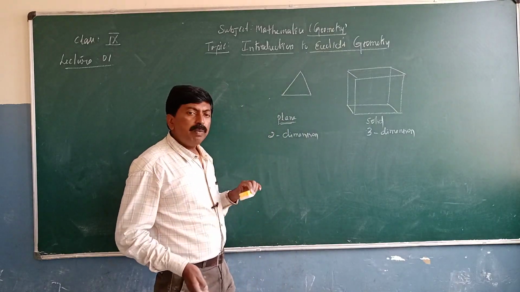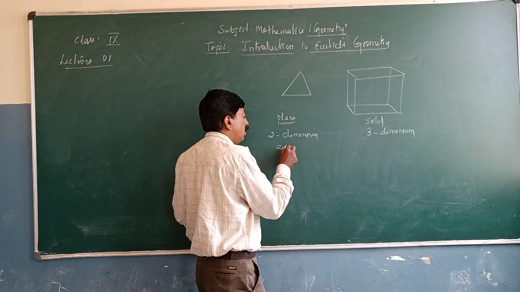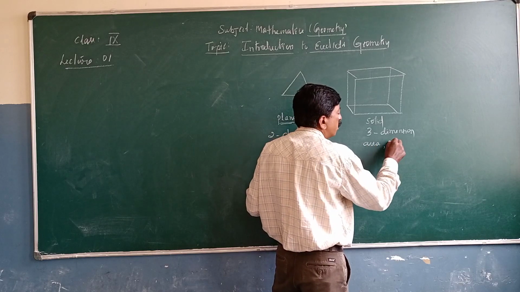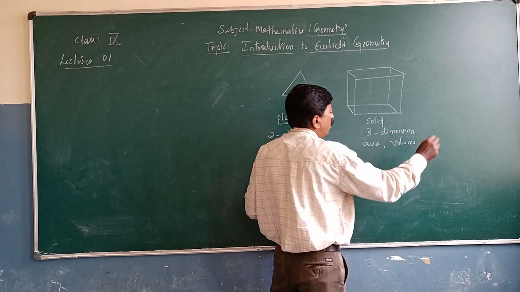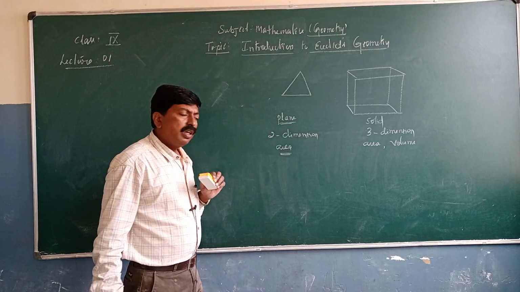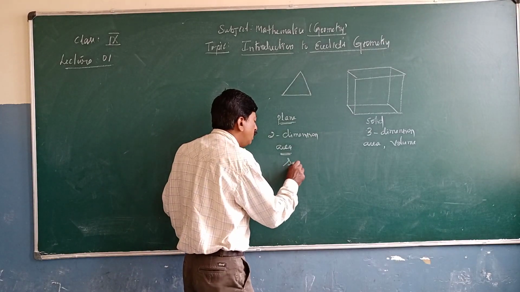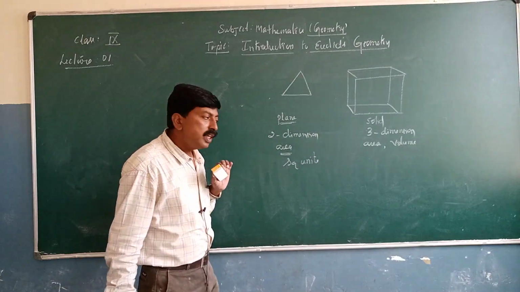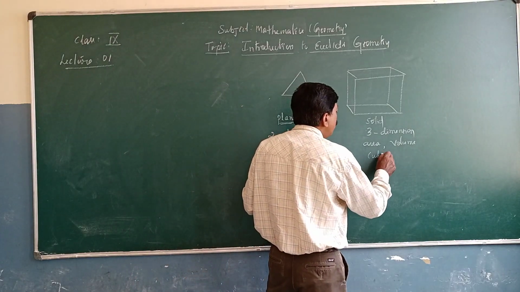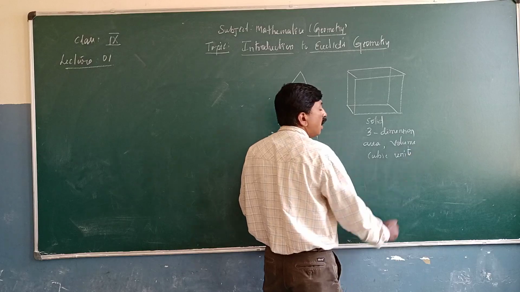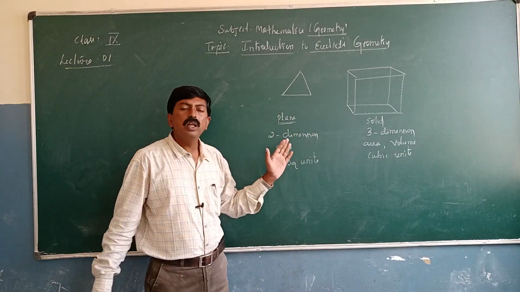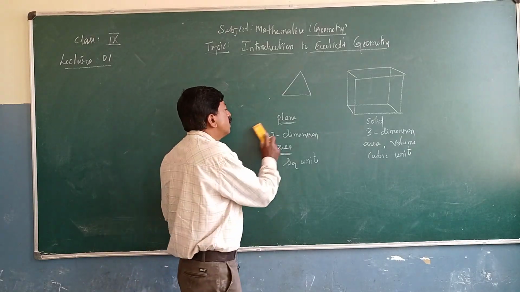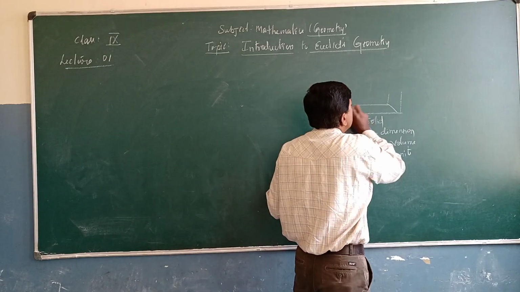So plane figures have area. Solid figures have area as well as volume. Even volume is measurable. The area of plane figures is expressed in square units, while volume is expressed in cubic units. Those are the major differences between a plane figure and a solid figure. Like this, we discussed various things in our earlier classes.